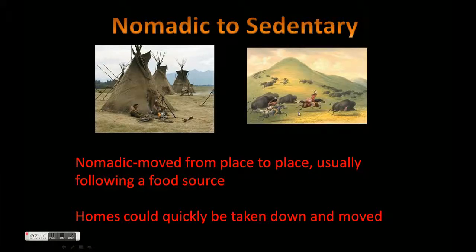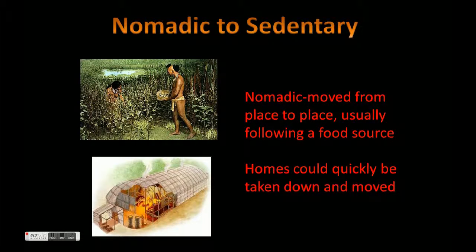Now, when you're looking at that shift from nomadic to sedentary societies, nomadic people are the people who moved around from place to place, and they were usually following a food source. And those people often had homes that could quickly be taken down and moved. And that's what you see up here. These homes can be quickly taken down and moved because their food source, buffalo or bison back then, may have moved to a different location, so they had to follow them, so they had to be able to quickly move.